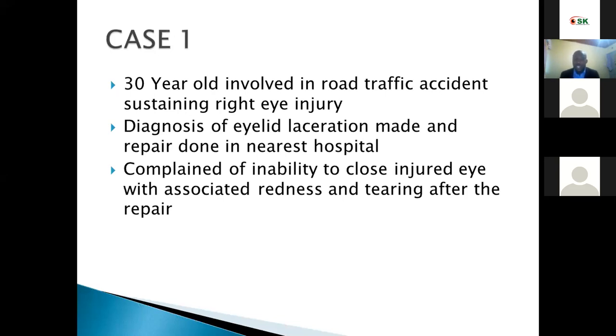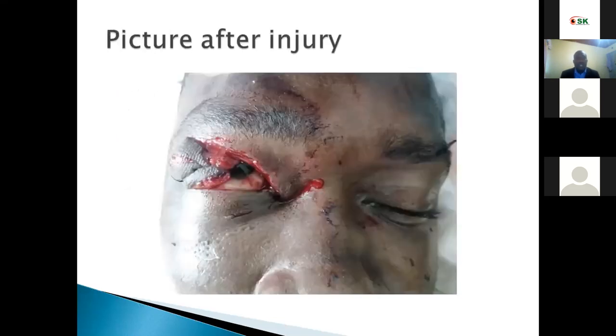When he came, fortunately, he had all his pictures. He had managed to have his pictures even before surgery, very clear pictures. So he sent me this picture; when we talked, I realized he has this picture. He told me this is how my eye was after injury. I looked at the picture and I noticed, yes, there is a very extensive lid laceration.